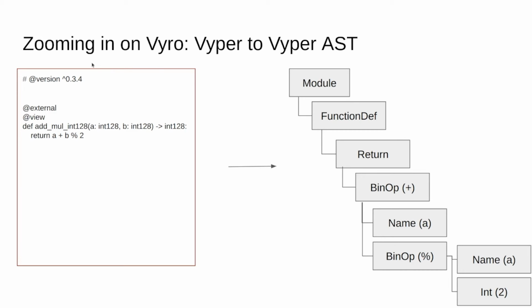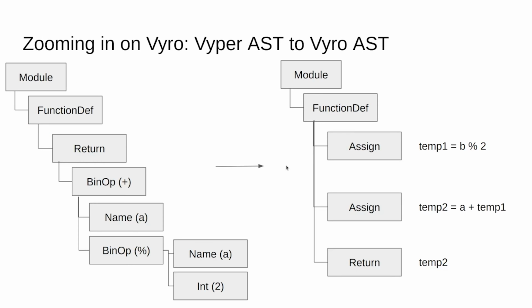Here we have the first step where we are converting this simple Vyper contract with a single function into its AST, represented by this graph to the right. In the next step, we take the Vyper AST and we perform some modifications to it to give us the custom Vyro AST. And as we can see over here, the single return statement has been broken up into 2 different assigned statements, and the return value is now a temporary value that has been assigned based on the result of the first 2 assigned statements.